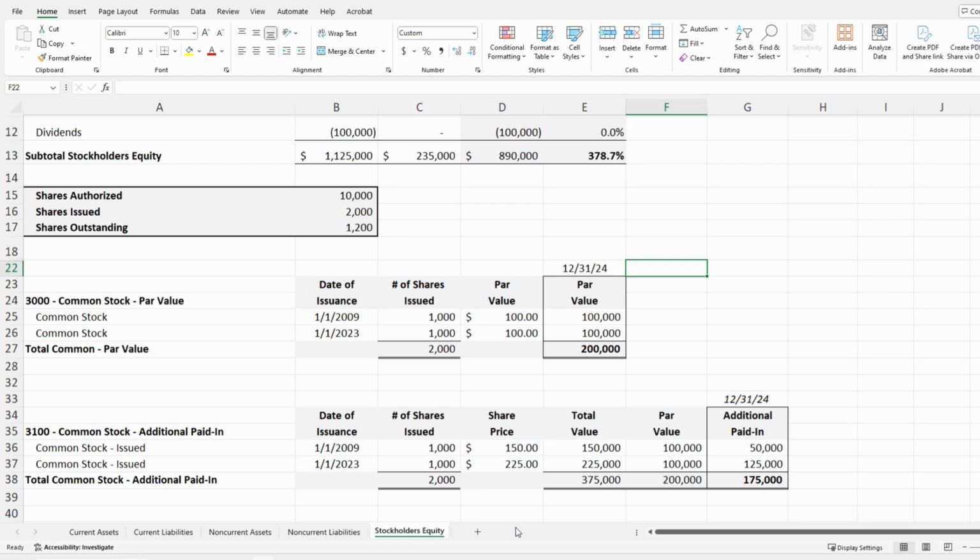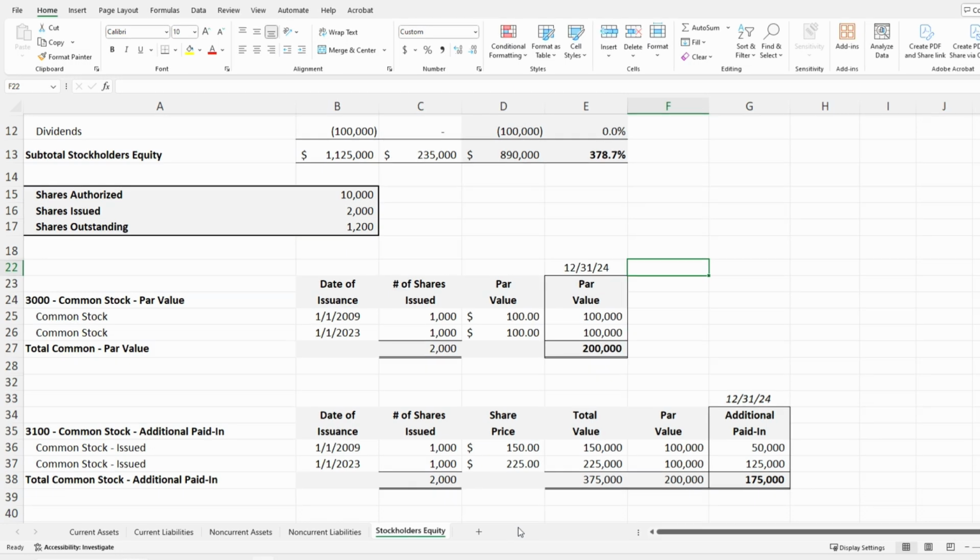Par value of stock is going to remain the same. Par value can be wildly different between corporations. It could be a penny. It could be fractions of a penny. It could be $10,000. It really depends what you set up when you set up the articles of incorporation. So that's par value tied into additional paid-in capital when you are issuing shares.